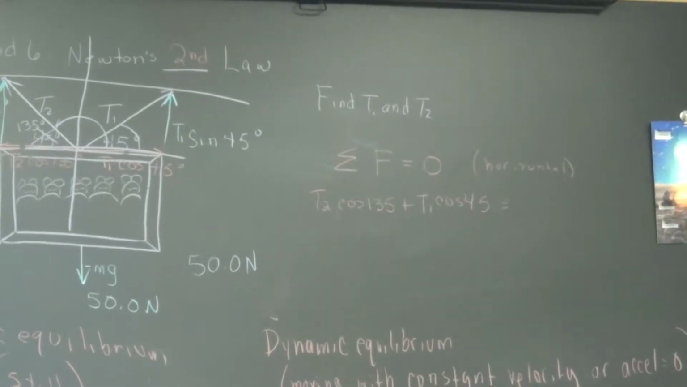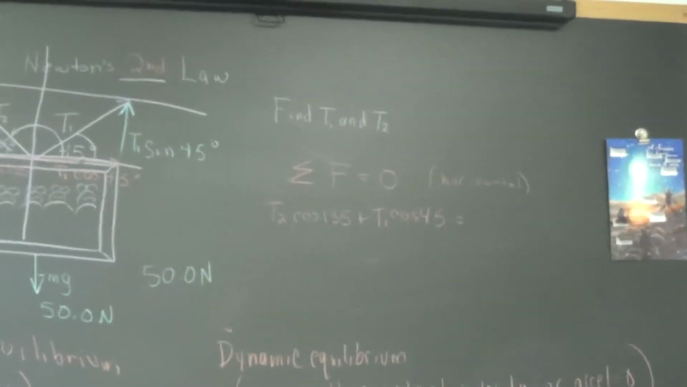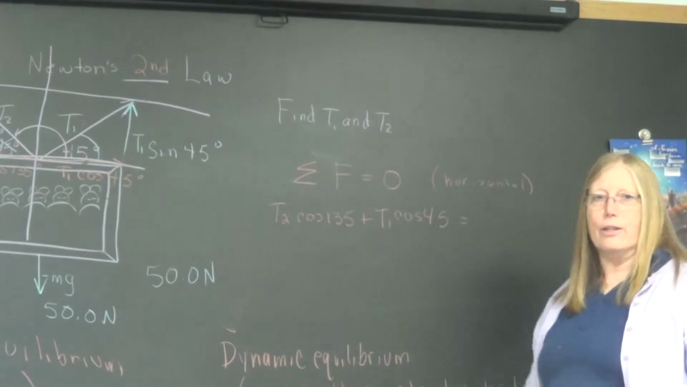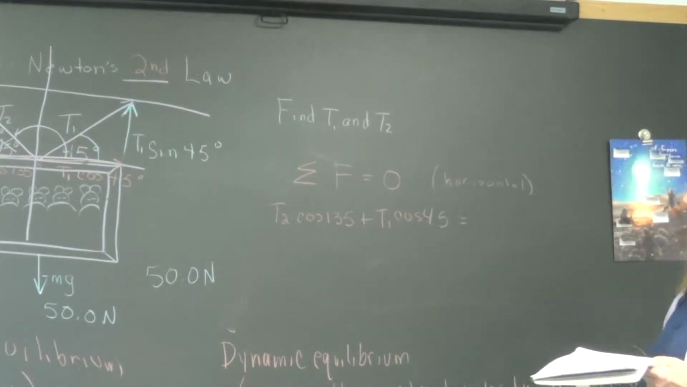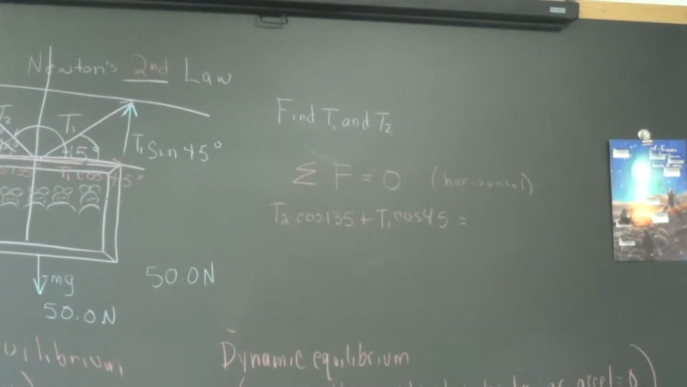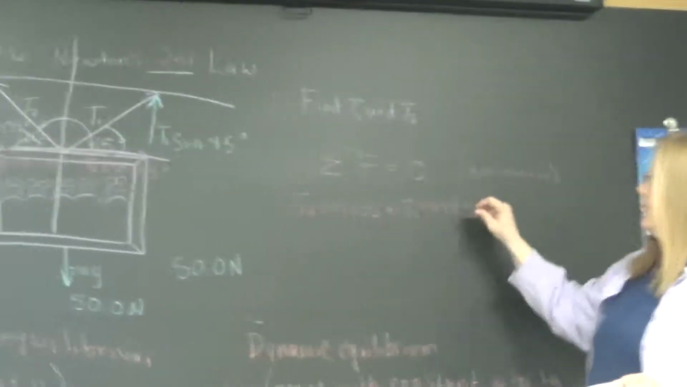Okay. We are now back. Part 3, and we're finding T1 and T2, the tension in this picture. So far, we have T2 cosine 135 plus T1 cosine 45 equals 0.